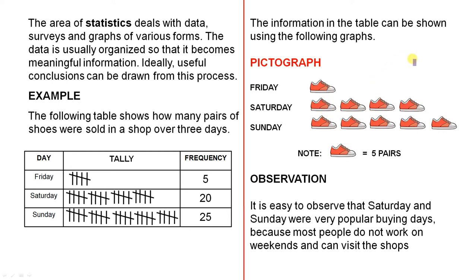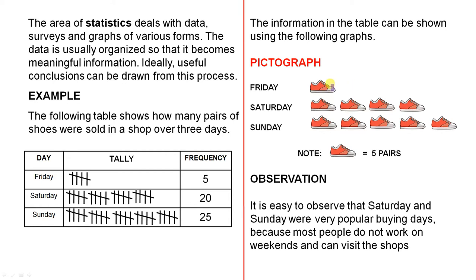The information in the table can be shown using the following graphs. In the following sections I've got a number of graphs that we can use to show this particular information. The first graph, which is very basic indeed, is called a pictograph. The beauty of a pictograph is that it's very visual, normally very colourful, and it just gives you a quick snapshot of what's happening.